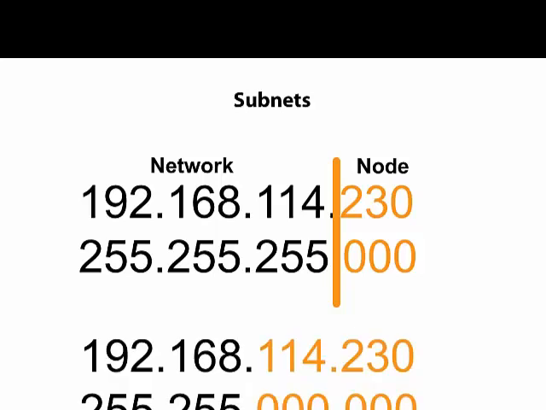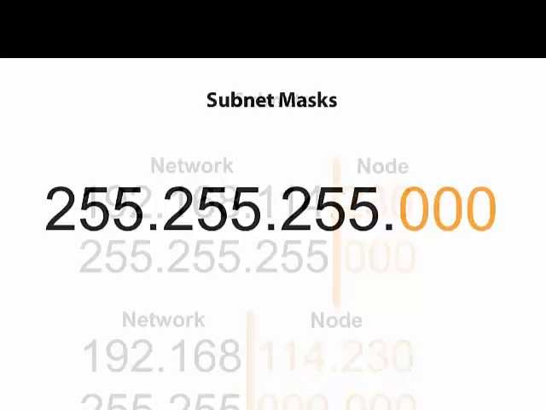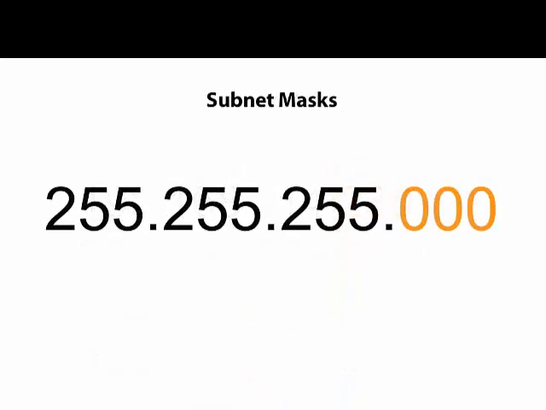Here's another example where we have the same IP address, but a subnet mask of 255.255.0.0. Where the subnet mask's bits are on, it represents the networks. Where it's off, it represents the specific node on that network or subnet. So let's look at subnet masks in detail.